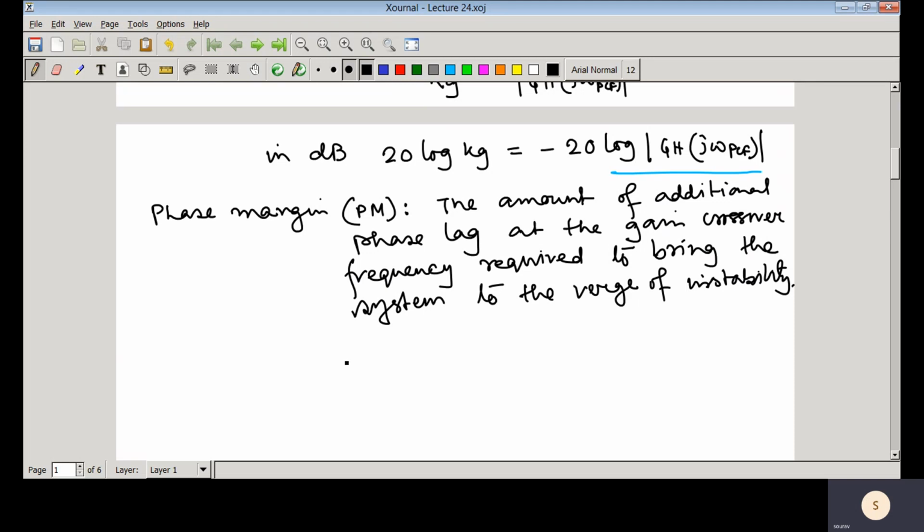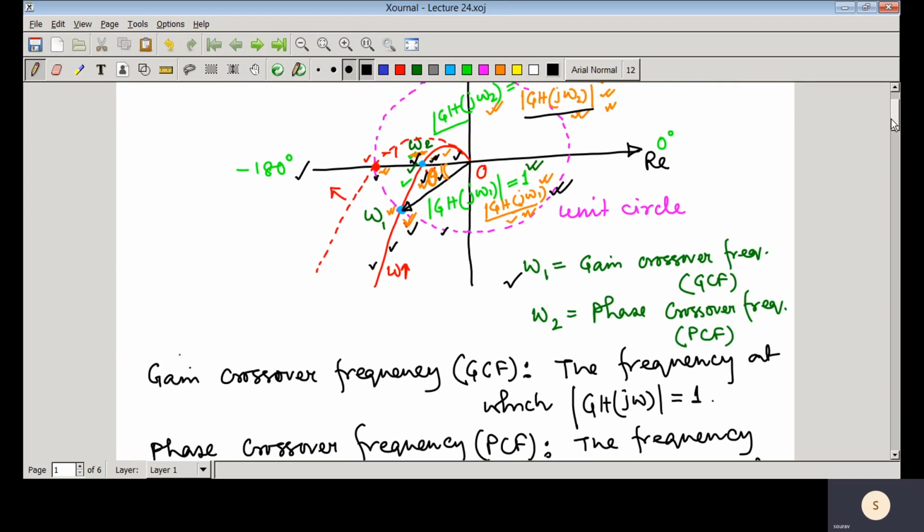So how can you quantify that phase margin? So this is phase margin. Phase margin is equal to 180 degrees plus that angle G H (j omega), and that omega is at gain crossover frequency. So basically at gain crossover frequency, in case of a stable system, we can see that this phase angle, suppose this one is minus 135 degrees.